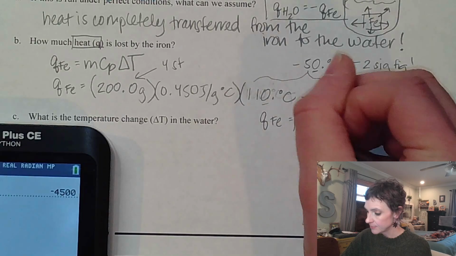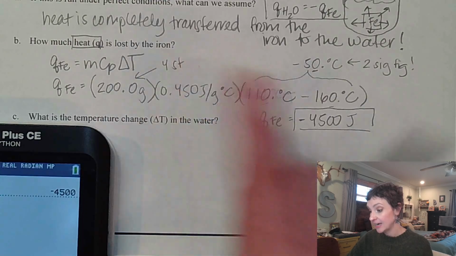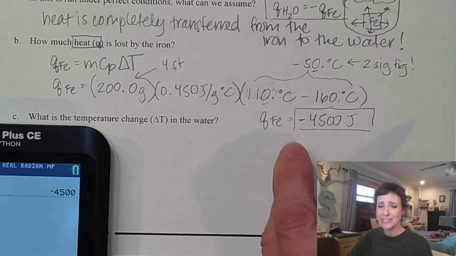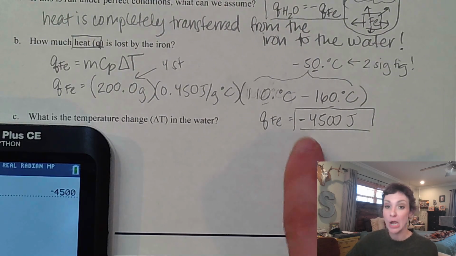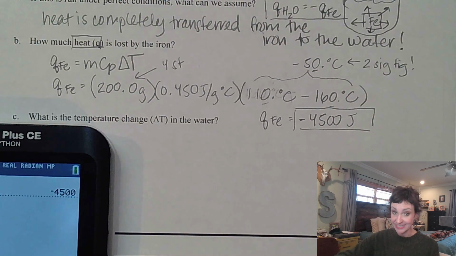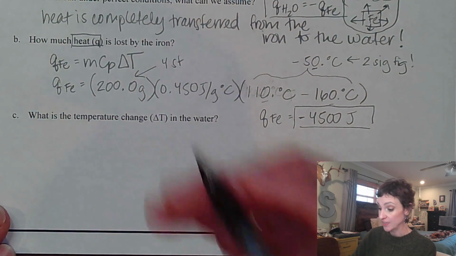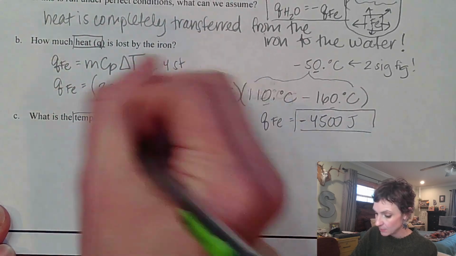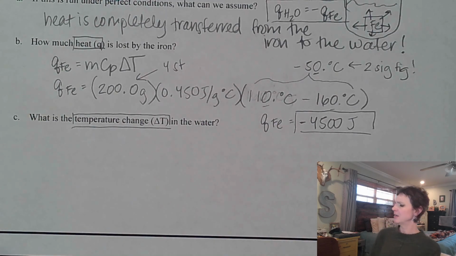Now, since the question said how much is lost by the iron, it's understood that we're answering this question by giving you a value of heat released. But I always like to put the negative there anyway, because the follow-up question is going to ask us some questions about the water, and we know that this sign change is going to be important for us. So the next question is, what is the temperature change, or the delta T, that we're solving for here in the water.